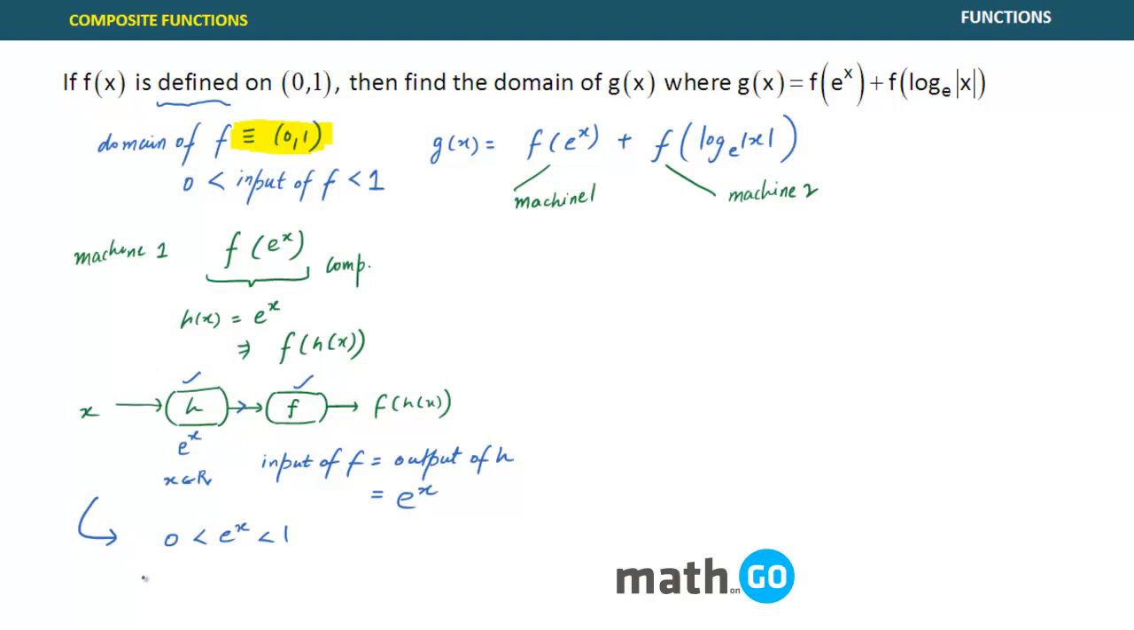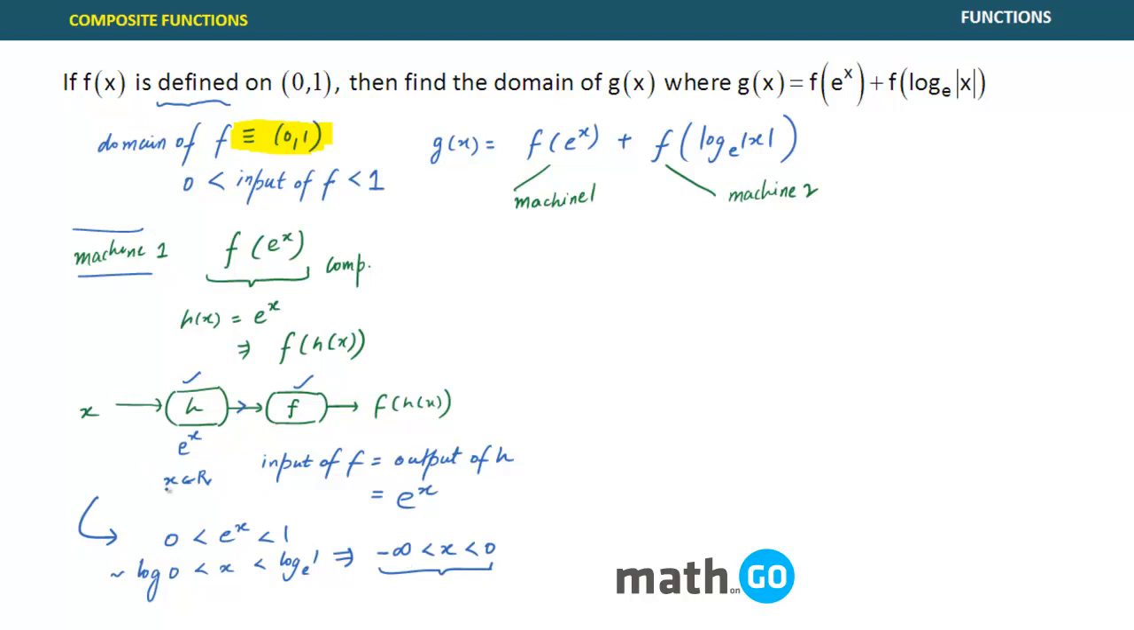Okay, and if you have to solve this, take log on both sides, it becomes log 0, though we cannot take log 0. I'm just trying to help you understand. Almost log 0, this becomes x, and this becomes log 1 with base e. So what is log almost 0, though we cannot have log 0 here, so this becomes minus infinity to x, and log 1 is always 0. So this machine works when x is lying between minus infinity to 0. That means machine 1 will work when x lies between minus infinity to 0.